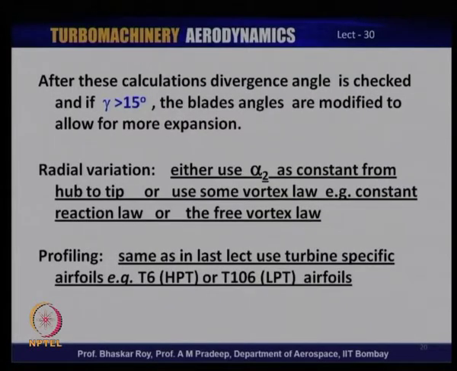After all these calculations are done and if you go back to that conical flow track, you find the divergence angle, and at no point of time the divergence angle should be more than 15 degree. If it is more, you have to redesign one or more of the stages all over again to meet the divergence angle limit.